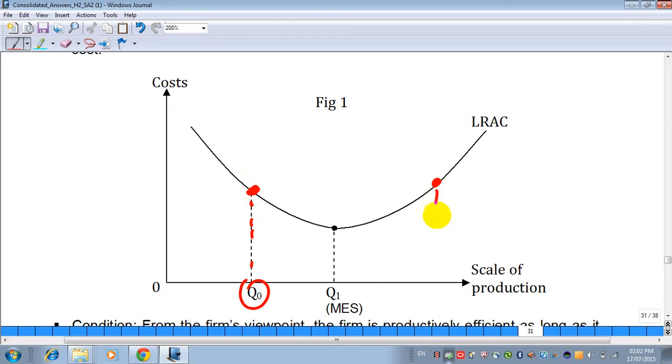And if, let's say, the firm is producing at Q2 and this point on the RAC curve is the least possible average cost that it can incur. Any point on the RAC is considered productively efficient, because at each level of output, this is the lowest possible average cost. At this level of output, this is the lowest possible average cost, and so on. So every point on the RAC curve represents the lowest possible average cost at the corresponding level of output.